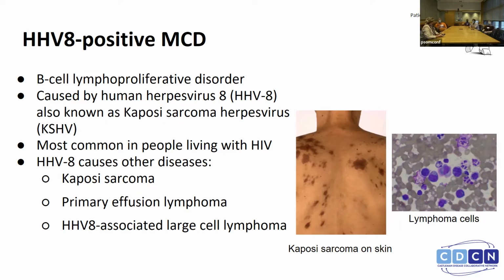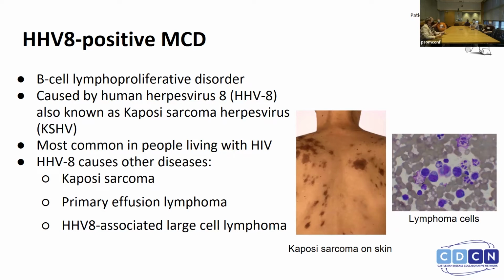Can I get a copy of this one? Absolutely. Awesome. Thank you. So it's caused by the virus, human herpes virus 8, and it is most common in people living with HIV. There are people who don't have HIV who get Castleman, but that is even rarer. The only requirement, though, is that you have to have infection with HHV-8. So technically, anyone who is infected with HHV-8 could be at risk for this disease.